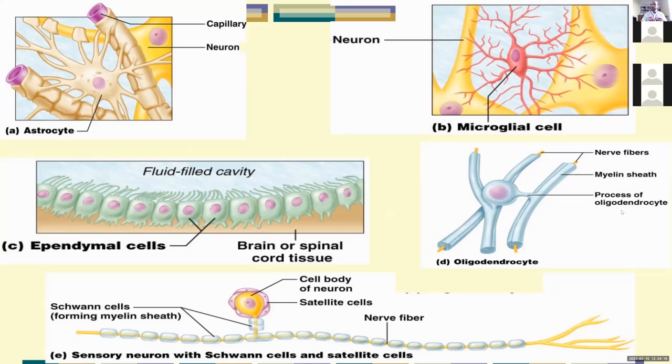There are other cells called oligodendrocytes that create the myelin sheath around the axons of neurons. There are other cells called Schwann cells that also create myelin to go around axons. These are found in the central nervous system. These are found in the peripheral nervous system.